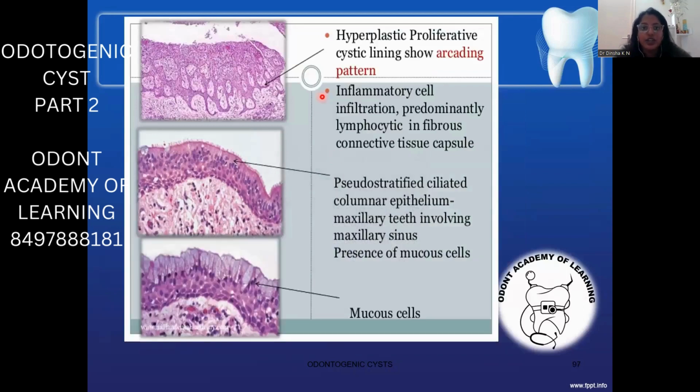So to conclude, under histopathology you will have a hyperplastic proliferative cystic lining which shows the typical arcading pattern, and under it you will have inflammatory cell infiltration, predominantly lymphocytes, with a fibrous connective tissue. And if it is associated with the maxillary sinus, you would also see a pseudostratified ciliated epithelium with the presence of mucus cells.